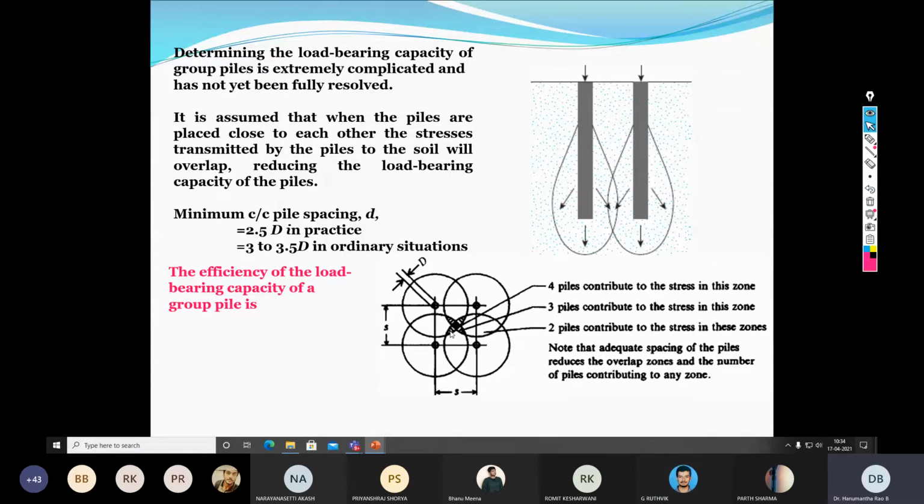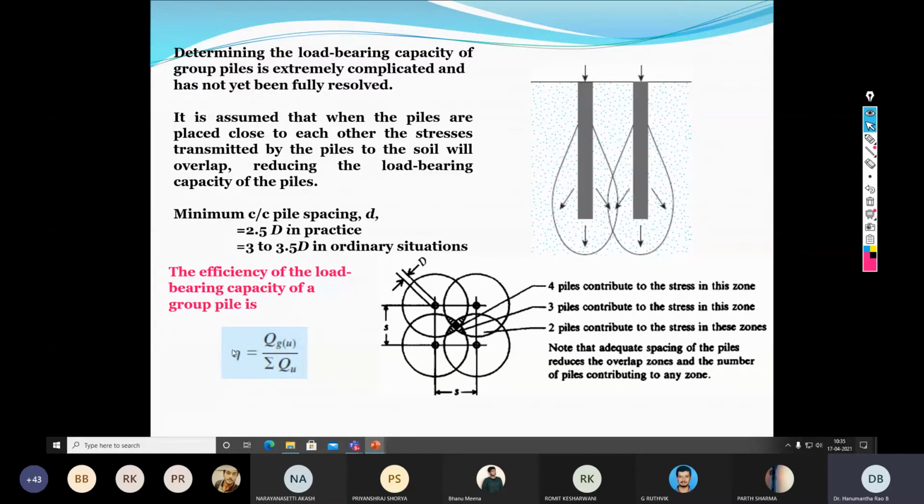Okay. So this is the obvious impact of the close spacing. In order to avoid the excess stress on the soil, we should optimize the spacing between the piles. And the efficiency is generally represented with eta. So eta is defined as the pile group capacity of the whole pile group divided by the pile capacity of an individual pile multiplied by the number of piles, that is, the summation of all the piles.